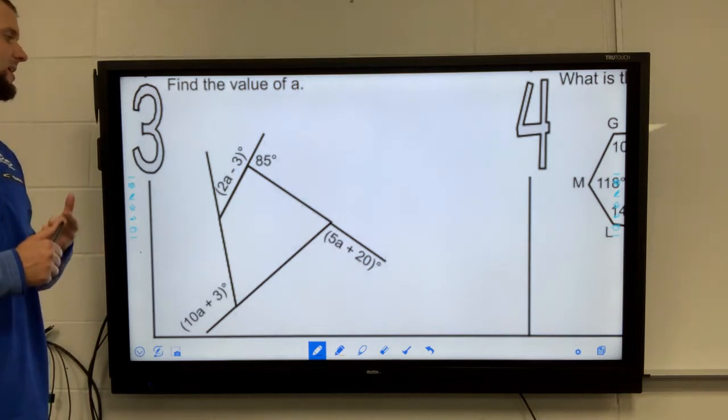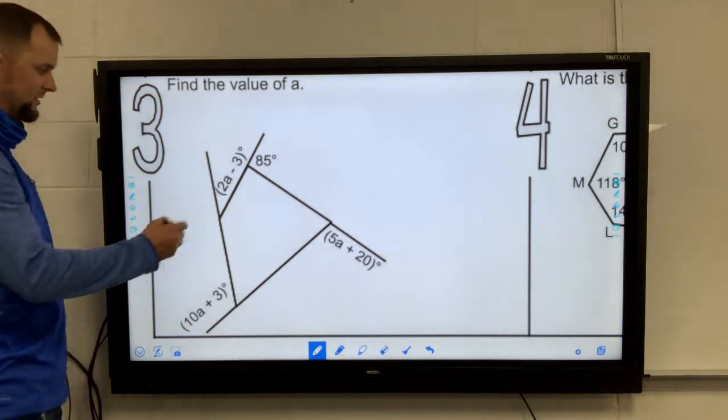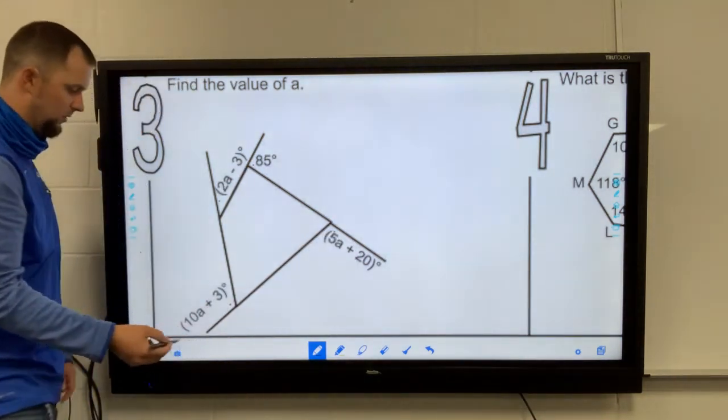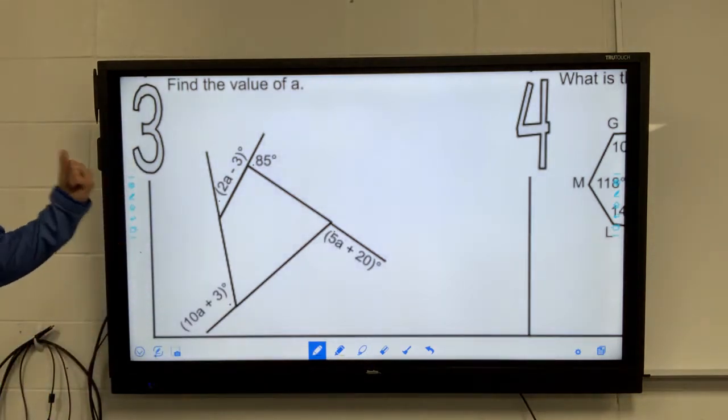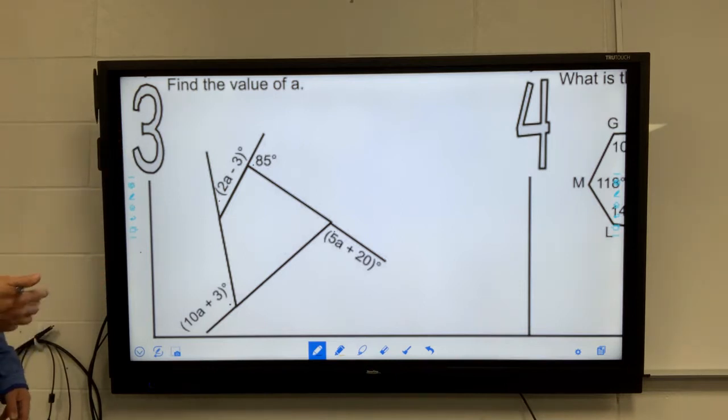I know that if I take all my exterior angles, all of those are going to add up to 360 degrees. So that means if I take this angle, this angle, this angle, and this angle, and I add them all together, they're going to add up to 360 degrees. So I'm going to combine them, set them equal to 360, and then solve for my A.